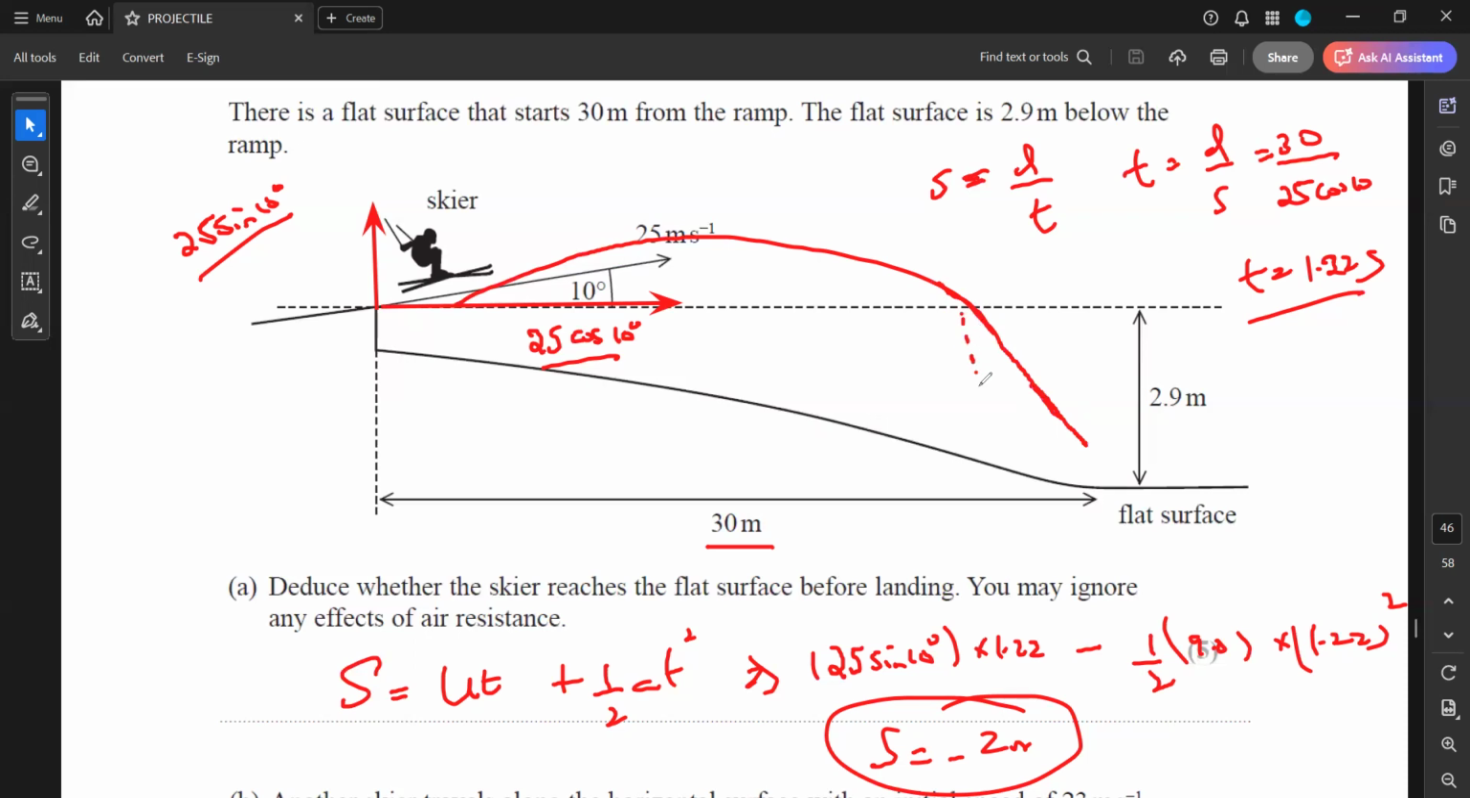As we are getting a -2, this is a displacement of -2. So what will the height above the level be? He will be 0.9 meter above the flat surface.